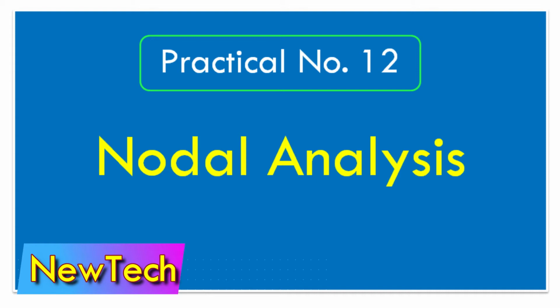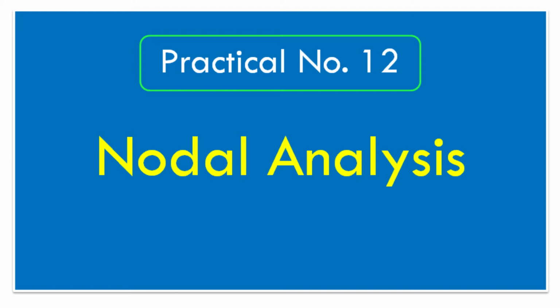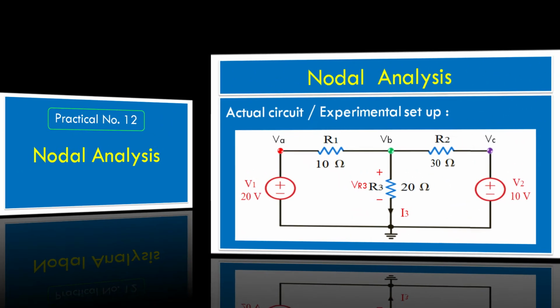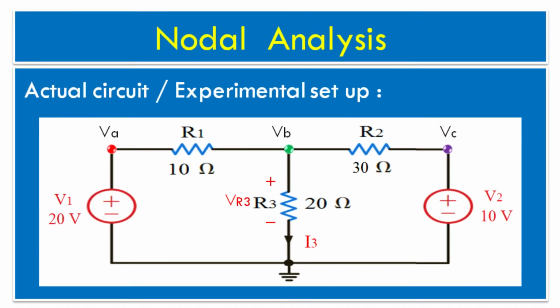In this video, we are going to perform practical of nodal analysis using Multisim software. Let's see the actual circuit used in the experimental setup for nodal analysis. In the circuit diagram, we have selected three resistors R1, R2 and R3 of 10 ohm, 30 ohm and 20 ohm respectively, with two DC voltage sources V1 and V2.